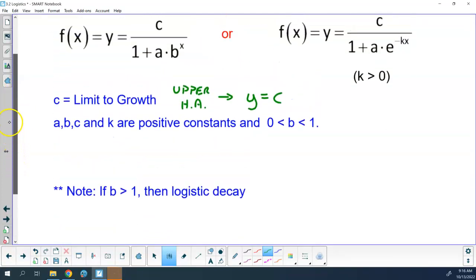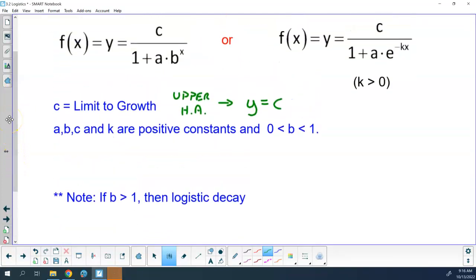So in this first one, if b is bigger than 1, then that would be the decay on the left one. On the right one, if k is less than 0, making this exponent be positive, then it's an exponential decay. Or excuse me, that's an exponential logistic decay.